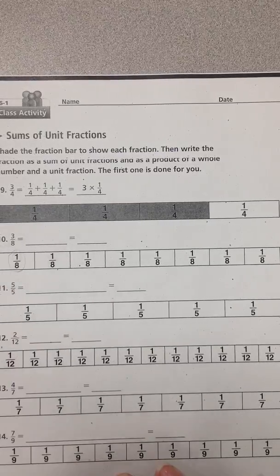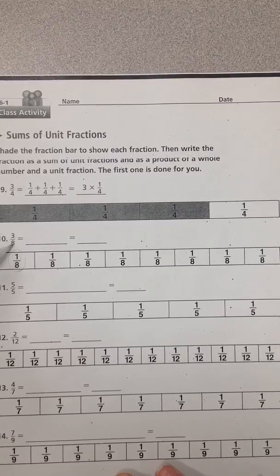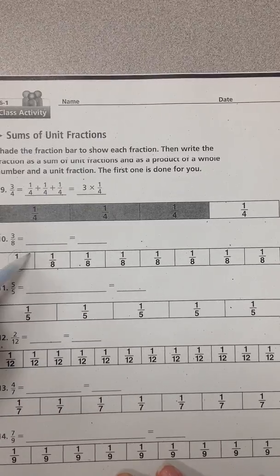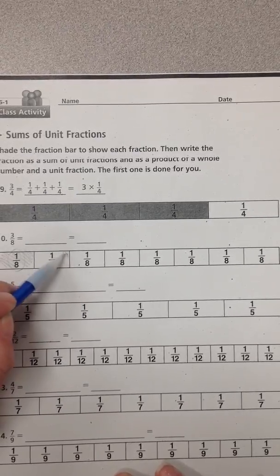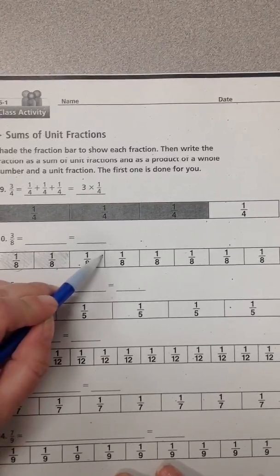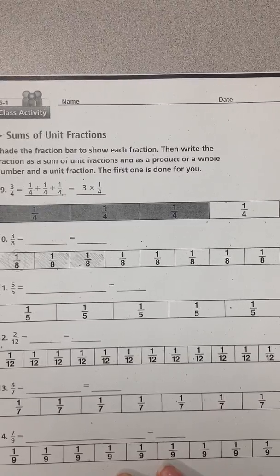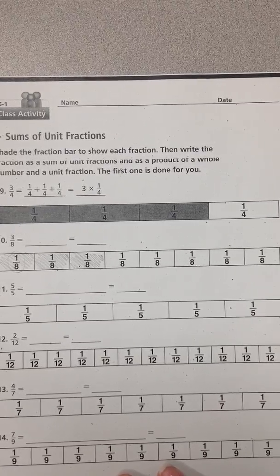Okay, so I'm looking at number 10 right now. And we want to figure out 3/8. The directions say to shade the fraction bar to show each fraction, and then write the fraction as a sum of unit fractions and as a product of a whole number. So in this case, I want 3/8. On 3/8, I'm going to shade in 3 boxes for my 1/8. So that I've now shown what 3/8 looks like on my fraction bar.